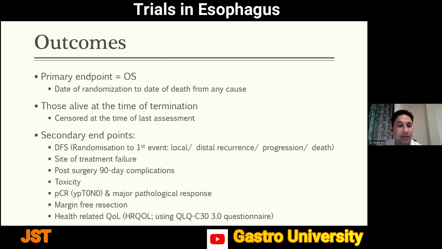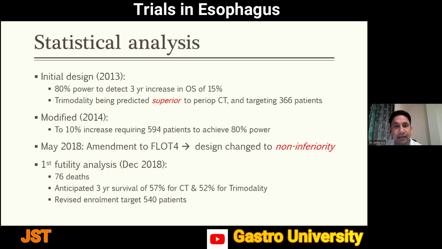Margin-free resection, and they also included health-related quality of life using the QLQ-C30 3.0 questionnaire. So coming to the statistical analysis, I have tried to keep it as basic as possible because I know most of us surgeons struggle with statistics, and I'm one of them. So the initial trial design was powered at 80% power to detect a 3-year increase in the overall survival of 15% with the neoadjuvant chemoradiotherapy.